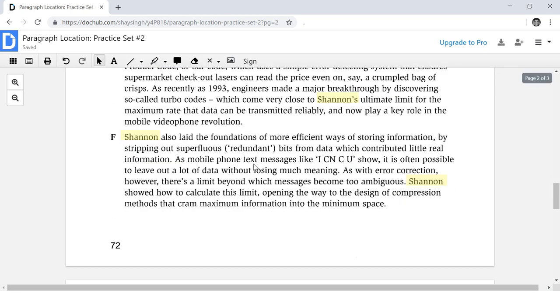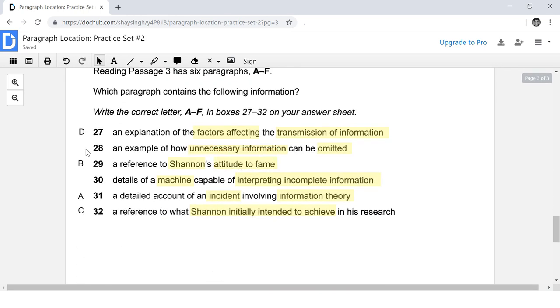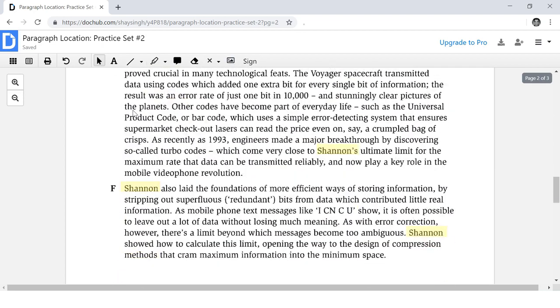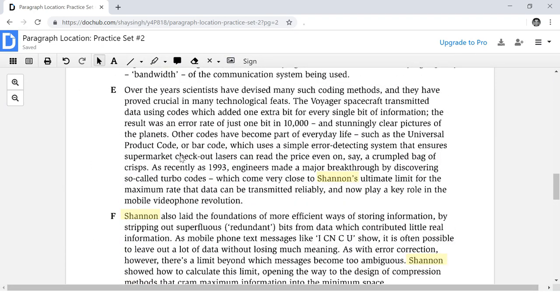Not really sure about that one. Let me come back to my questions here. So I'm looking now for only two things. There are only two questions left. I'm looking for how unnecessary information can be removed. That's the first piece of information we're looking for. The second piece of information I'm looking for is a machine that can interpret incomplete information. So let's see if we can find that. We only have two paragraphs left, E and F, so it should be pretty easy for us to narrow that down.